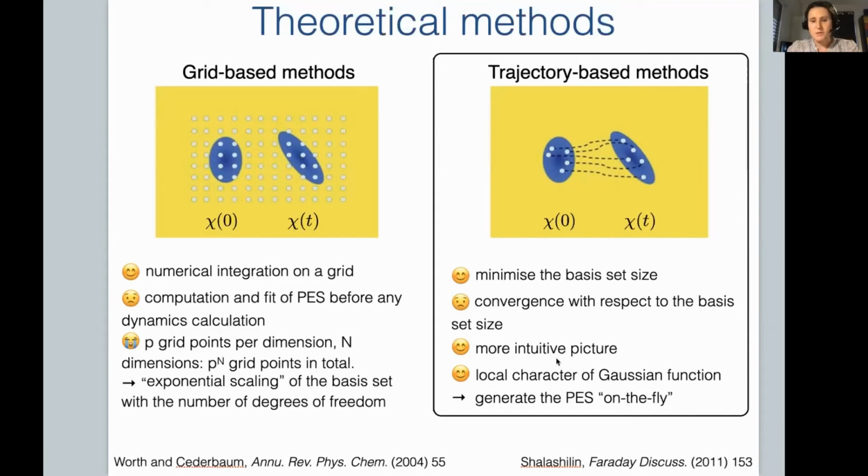And an important advantage is that because of the local character of the basis functions that we use, typically Gaussian functions, you don't need to pre-compute and fit the potential energy surfaces before the dynamics calculation, but you can generate them on the fly. And that allows you to go to larger dimensions. And that's the type of methods that I've been developing and using.